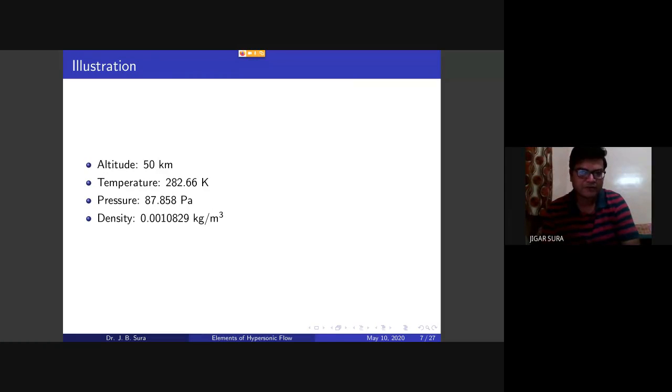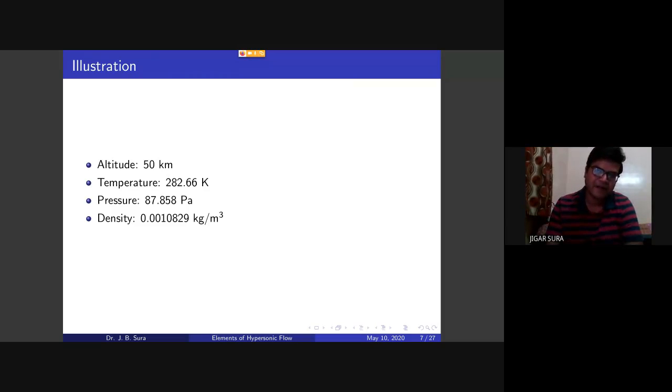So let's talk in terms of numbers. For example, I am flying at 50 kilometers altitude, where from the book I have taken the temperature is 282 Kelvin and pressure is 87 Pascal. On the ground we have more than 1 lakh Pascal. So you can think that it is almost vacuum, almost zero pressure, where density is almost zero, like 1 gram per meter cube.